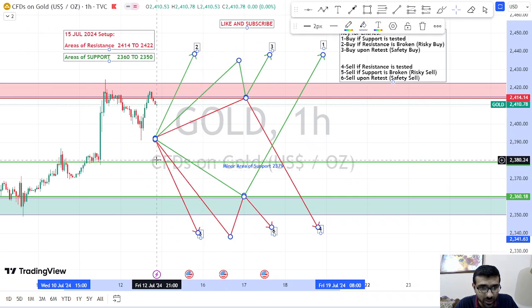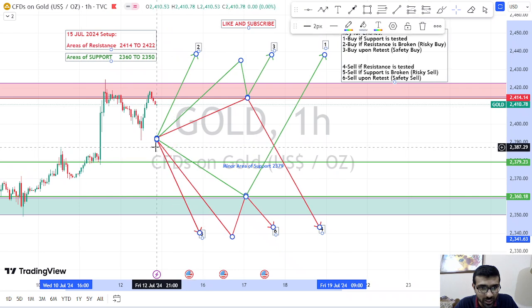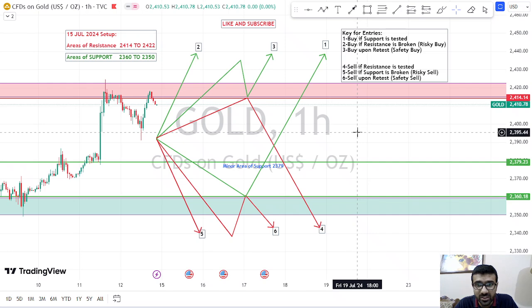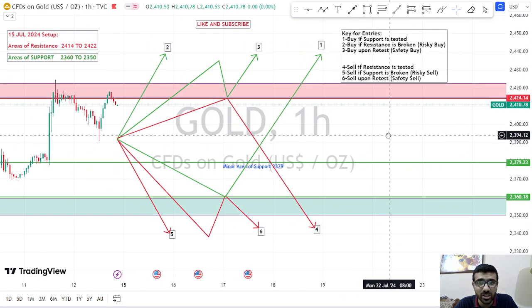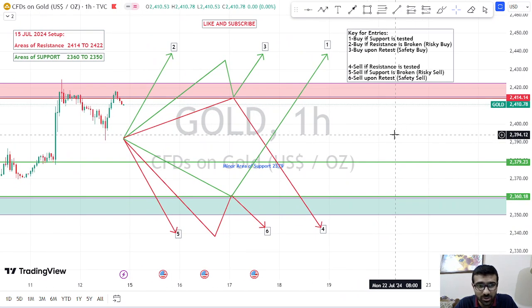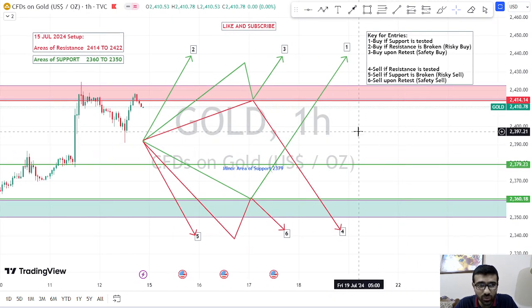So there is no hindrance for you guys to take a trade. Okay, so now the market is closed, and the same areas of resistance and support are valid for Monday as well. So just be vigilant and keep your eyes out, and don't fall in blindly.